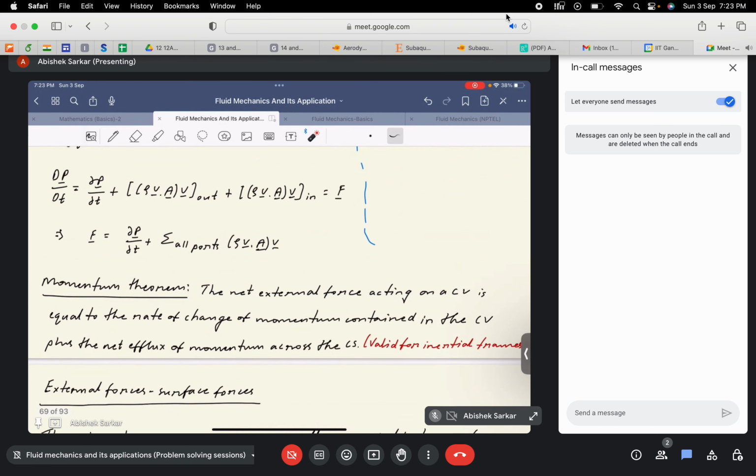So what are the forces that may act on the control volume? I guess if you have taken any fluid mechanics course, or have gone through your lectures as discussed by Professor Gupta, the types of forces that act on a control volume, especially in the case of a fluid flow, can be divided into two parts. First is the surface forces. Second is the body forces.